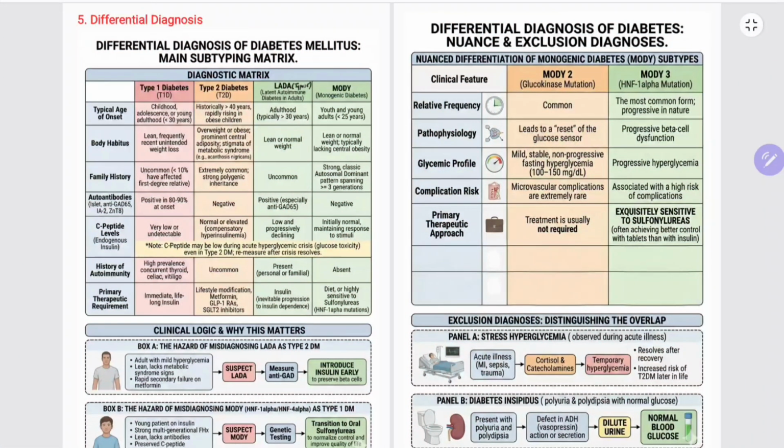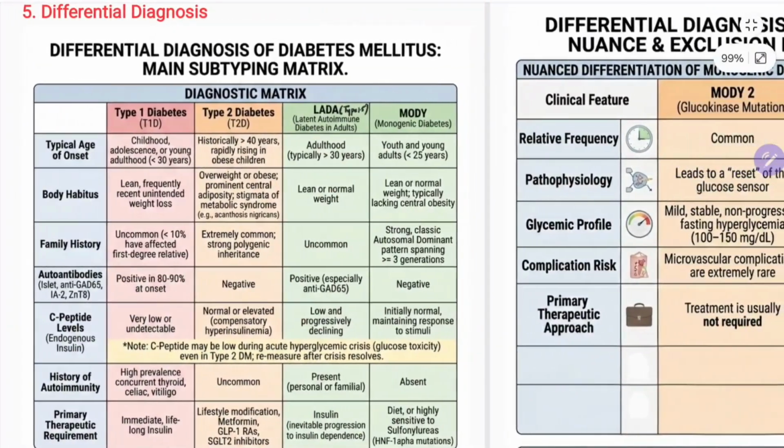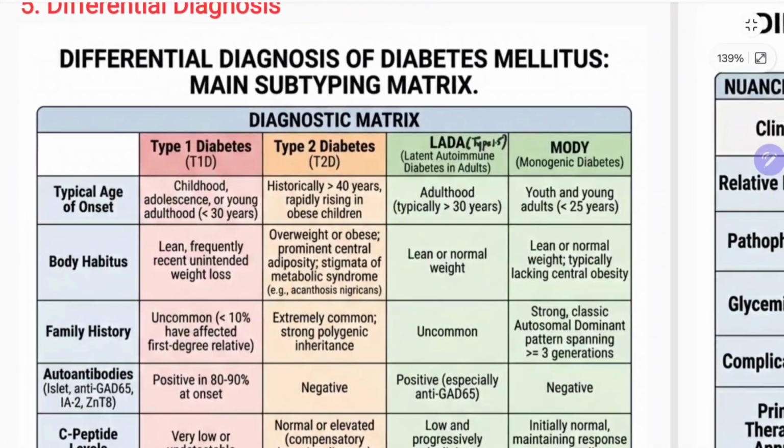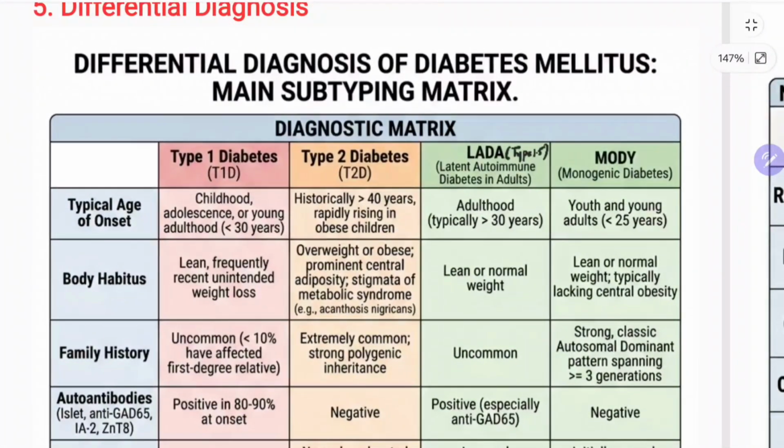Differential diagnosis of diabetes mellitus. Remember, I said in the pathophysiology that there are mainly 4 types of diabetes mellitus we need to differentiate when we have a patient with hyperglycemia. Type 1, type 2 is famous, but we don't focus on LADA and MODY. So these 4 major types of diabetes mellitus should be differentiated from one another.